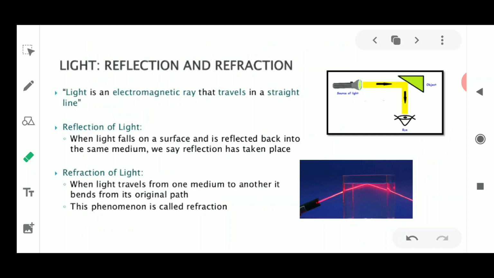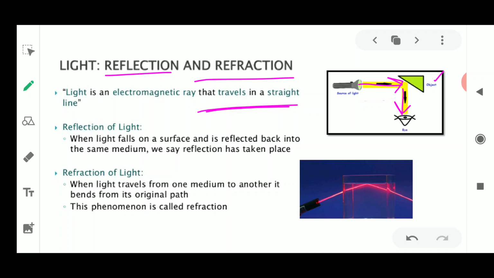Fine. Now next are the two phenomena. Light is an electromagnetic ray which travels in a straight line. Another property of light is that it shows two properties. First is reflection, second is refraction. Reflection means when light comes from any source of light, like a torch, and an object is placed in between, if it is an opaque object, it is going to reflect all the light into our eyes.